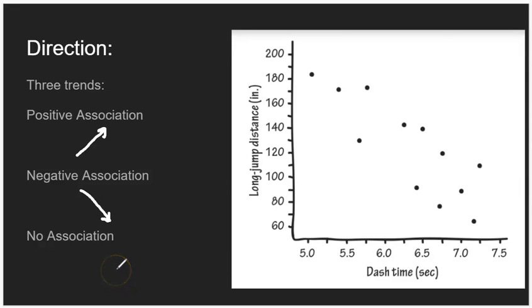That's if your dots are all over the place and no particular cluster is really standing out to you. So if we take a look at our example with the dash time and long jump distance, it's pretty clear, to me anyway, that I have a line going down and to the right, which causes this to be a negative association in terms of direction. Negatively associated: dash time and long jump distance.